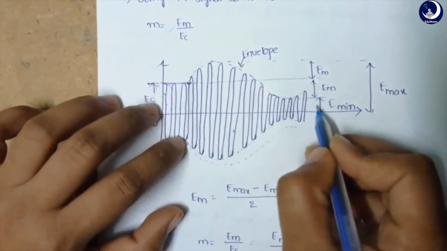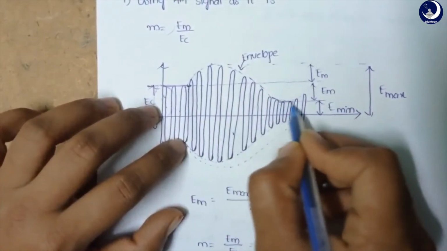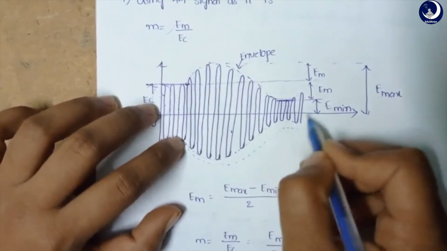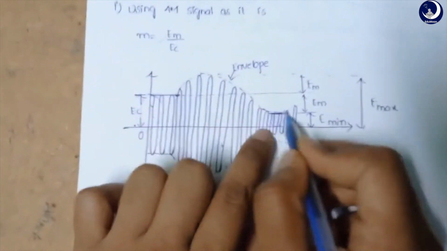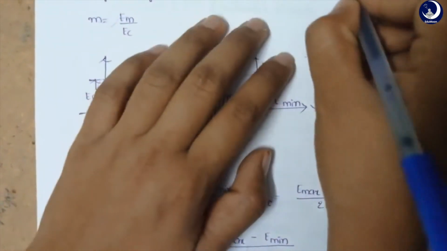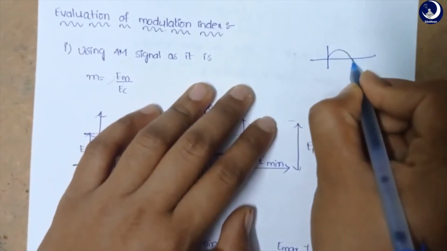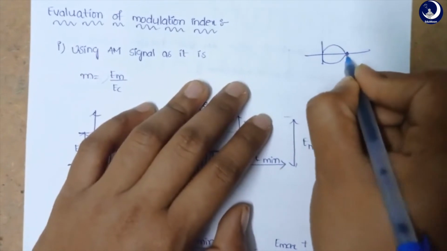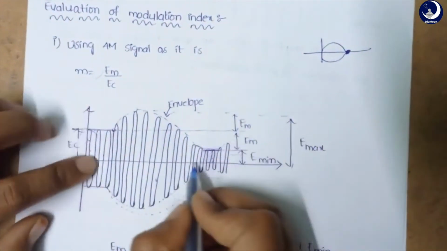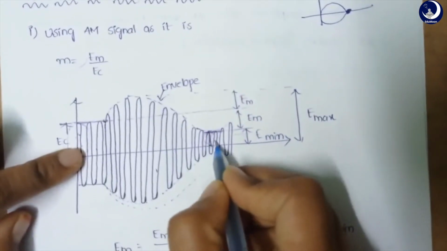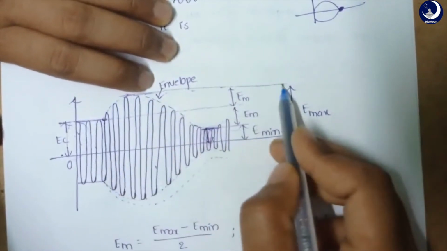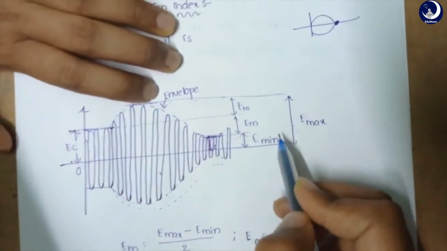And this is the minimum amplitude. For under modulation, we will be getting some value for E minimum. But if it is perfect modulation, we will be getting a wave like this, and then we will not be getting any particular voltage for E minimum. So for under modulation, this is E minimum, and this highest peak point is E maximum. So using this we can calculate.